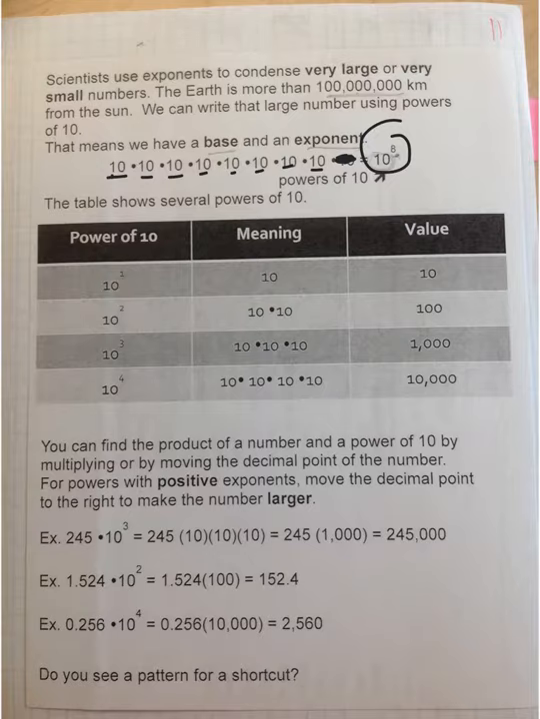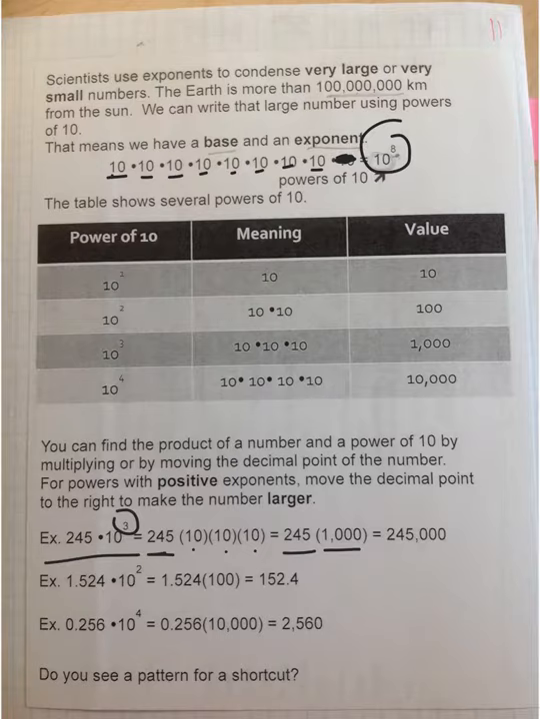So you can find the product of a number and a power of 10 by multiplying or moving the decimal point of the number. For powers with positive exponents, move the decimal point to the right and make the number larger. So let's take a look at this example. 245 times 10 to the third is 245 times 10 times 10 times 10 because of the exponent 3. 10 times 10 times 10 is 1,000, and 245 times 1,000 is 245,000.